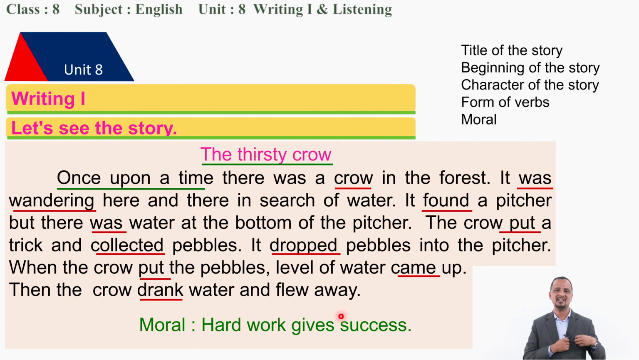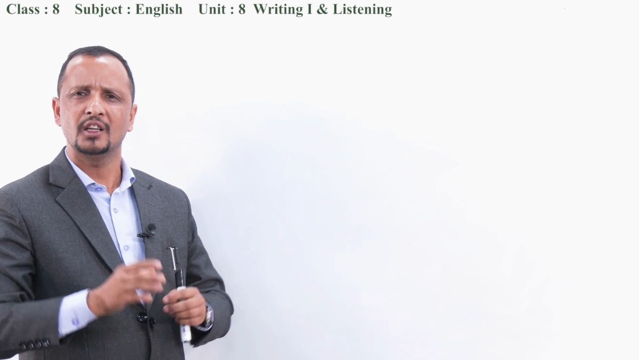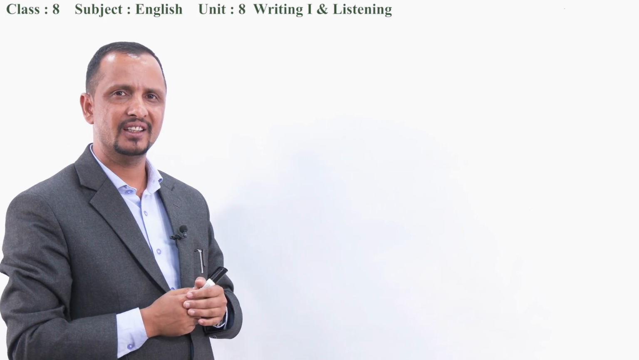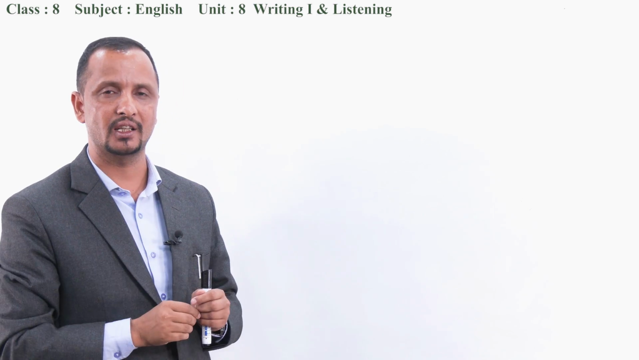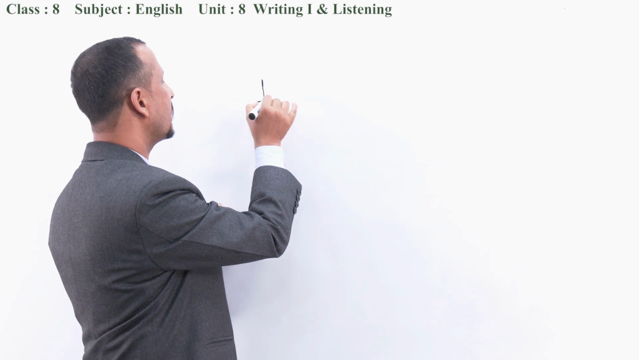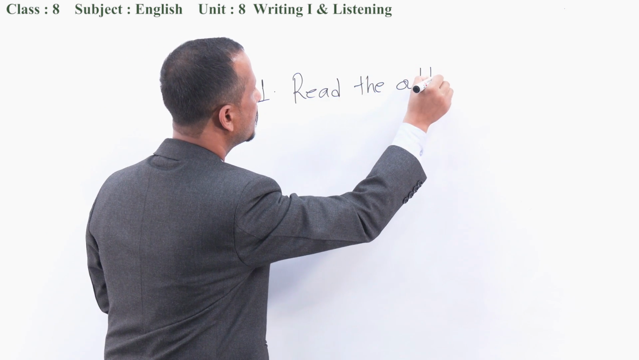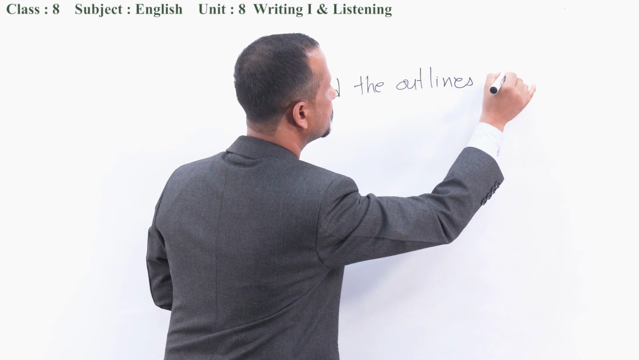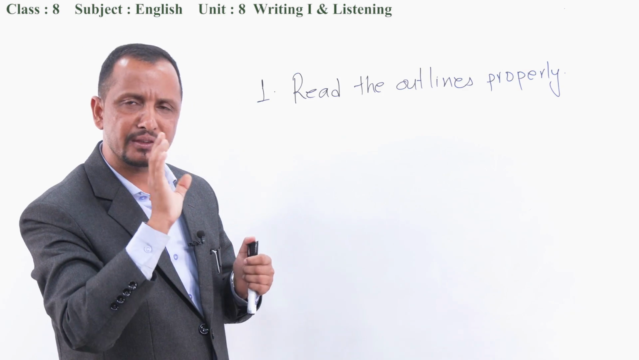Okay, so dear students, while writing a story, at least 4-5 things we have to consider, we have to think over in our mind. Sometimes outlines are given and we have to write a story. What sort of things do we have to consider? Number one, dear student, let's see. Number one, read the outline properly. I like to suggest you, read the outline properly.